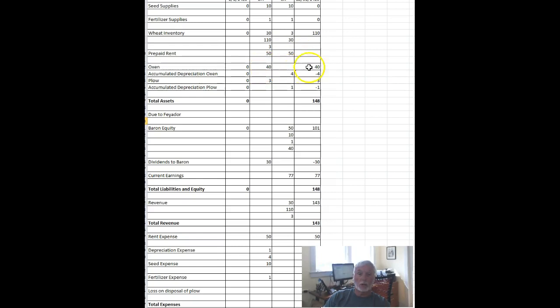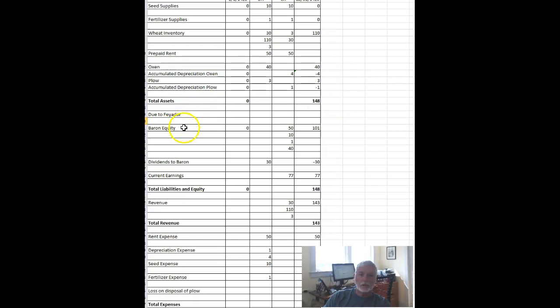His ox was 40, and he still has the ox at the end, but the ox is worth a little less, for 4 bushels of wheat depreciation, so the net for the ox is 40 minus 4, or 36. The plow he paid 3 for. He's used up 1/3 of its value, so he has -1 depreciation, so the net value of the plow is 2. So at the end, what he turns back to the Baron is 140, the equivalent of 148 bushels of wheat.